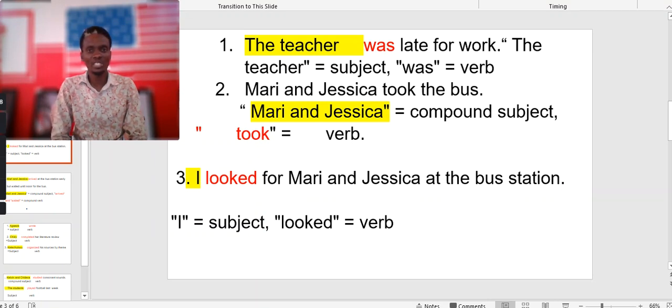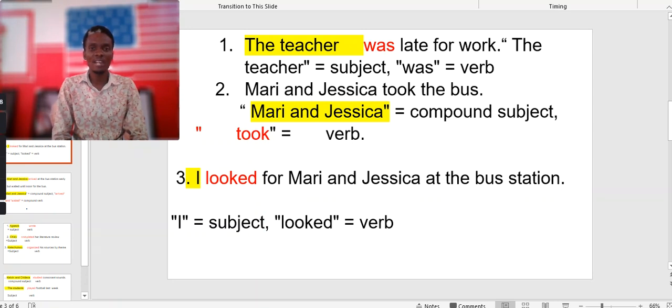Mary and Jessica took the bus. Here we have both Mary and Jessica. So we call it a compound subject because we have two nouns or two people performing the action. And what action did they perform? Took. So took here in this context is a verb. So we call these a compound subject. We can also have a compound verb. We're going to take a look at one example.